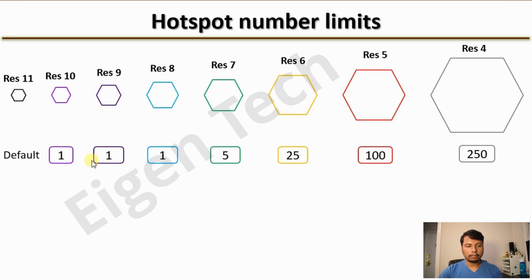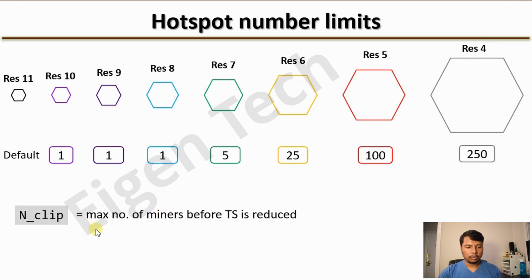So there are some default numbers. Resolution 11 is not considered, only starting from resolution 10, and the default number of hotspots is 1 for resolution 10, and 1 for resolution 9, and then it increases slowly and goes to 250 for resolution 4. I call this number n_clip, which you can think of as the maximum number of miners that can be present in a given hex before the transmit scale is reduced below 1. So if your hotspot number, for example at resolution 7, exceeds 6, the transmit scale of all of them will go down, and it will become 5 divided by 6.